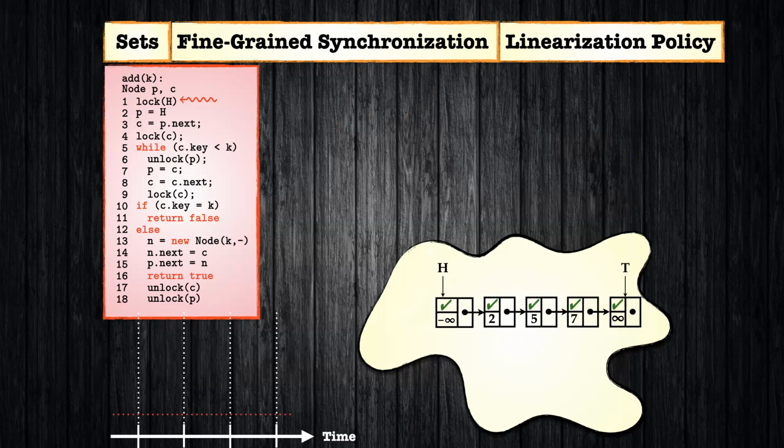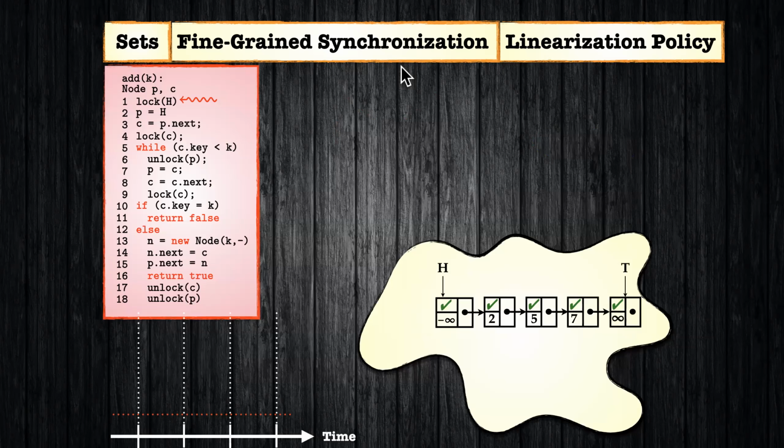Okay, so now the linearization policy. So it's not easy, in fact. You see that in the case of coarse-grained synchronization, it was quite straightforward to define the linearization points, because you say that at any point, in fact, between acquiring and releasing the lock, I could define that point to be my linearization point. This does not hold anymore.